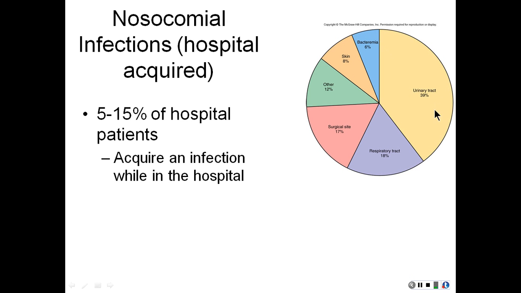Very commonly, nosocomial infections are urinary tract, also respiratory tract and surgical site, right? And if you think about what happens in a hospital, this probably makes sense. What happens to patients that puts them at high risk for urinary tract infections? Catheters, right? What happens that puts them at high risk for respiratory tract infections? Intubation, right? Surgical sites, you cut through the skin or the mucous membranes, you cut through a major defense of the body.